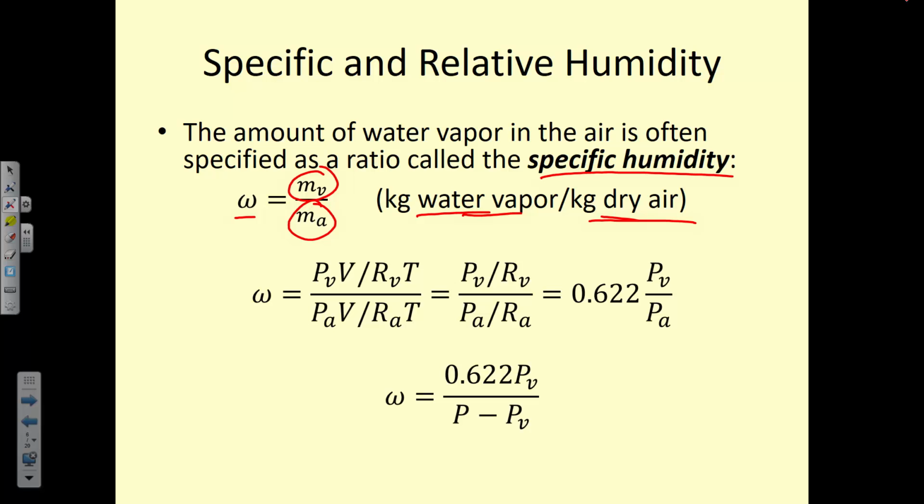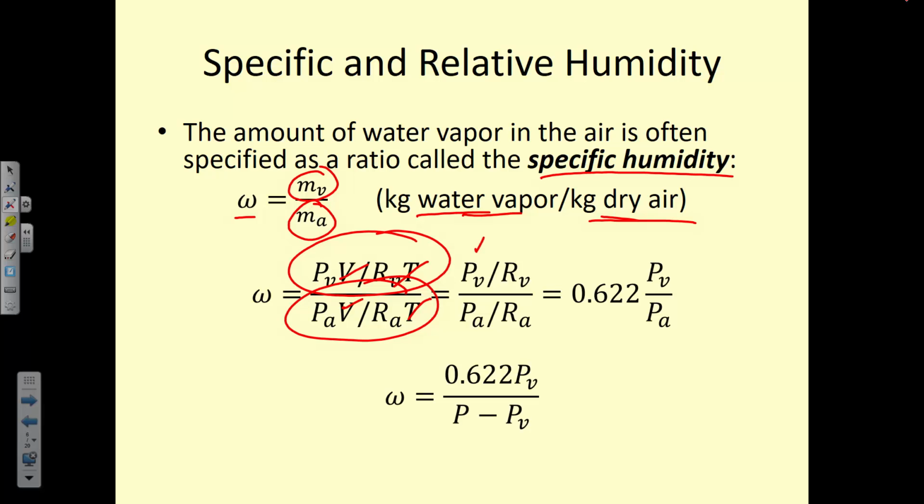An alternate way of determining it, because we've said that this acts as an ideal gas, is we can use the ideal gas law. And we see that our temperature cancels out because the temperature of the water vapor and the temperature of the air are the same temperature. And our volume cancels out because we're assuming they're occupying the same state.